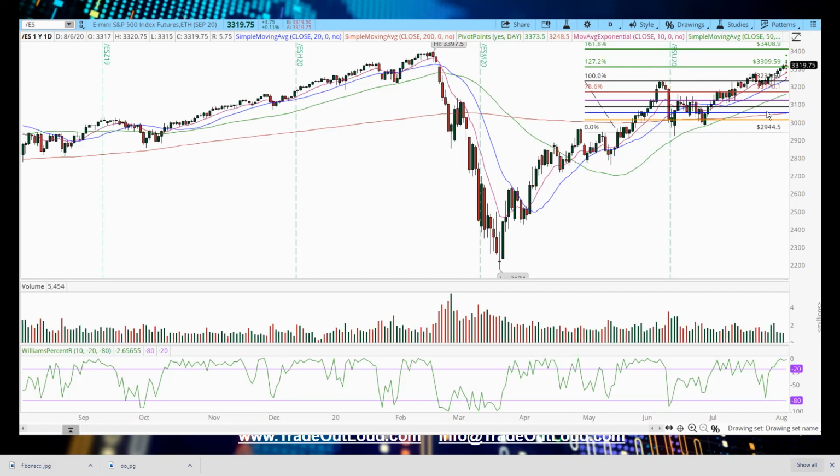What is the one common denominator here? It's a combination of technical analysis tools that we're using to refine our system. And it's very easy to read. You don't need a special indicator.